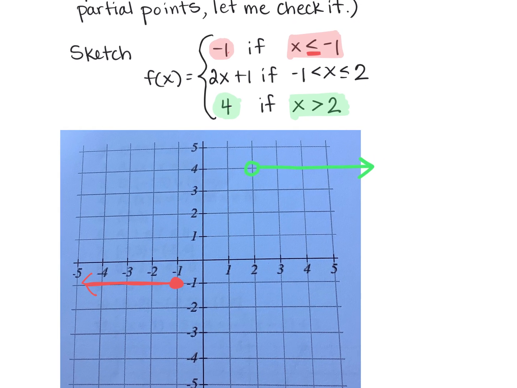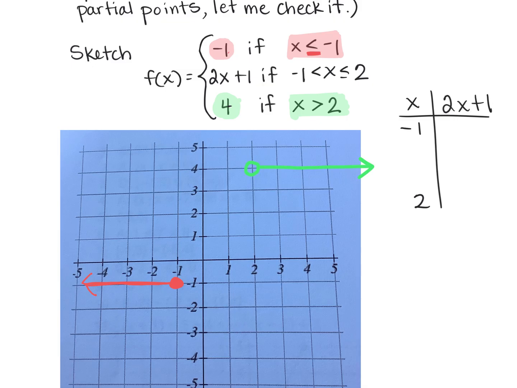I have, as long as I'm going at an x value between -1 and +2. So I only need the endpoints to connect them together. If you want to do a third ordered pair point, you can, but it's not necessary. I have 2x plus 1.